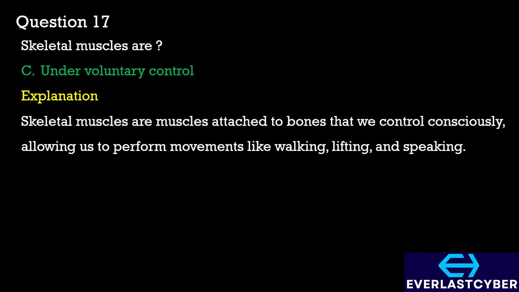Skeletal muscles are muscles that attach to bones and that we can control consciously, allowing us to perform movements like walking, lifting, and speaking. These muscles have a striped or striated appearance, and they are also different from smooth muscles, which can be found in organs like the stomach and intestine. Skeletal muscles are under voluntary control because they are consciously controlled by the brain. So that's why we're going with option C.